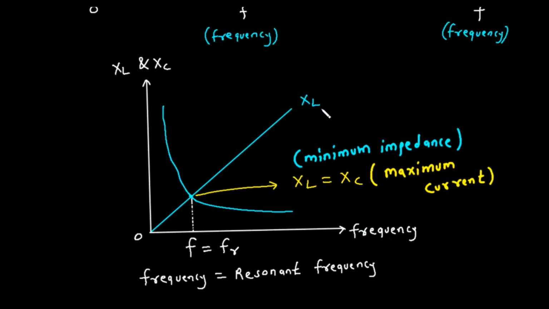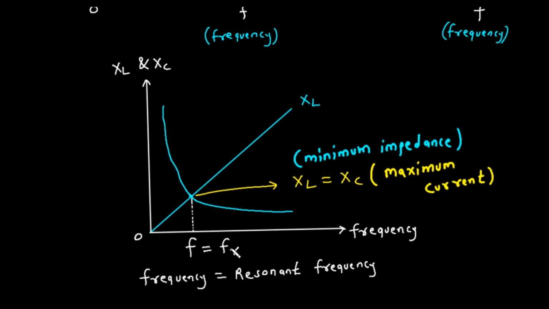We see the straight line for XL going up, and the curve for XC coming down. There is a special point where these two lines cross. At this specific frequency, the value of the inductive reactance, XL, is exactly equal to the value of the capacitive reactance, XC. This is the point of resonance.